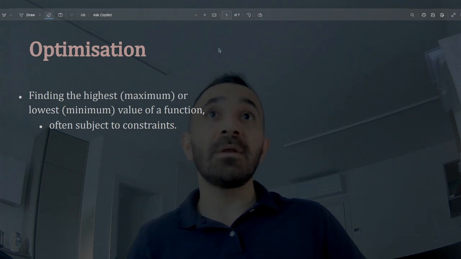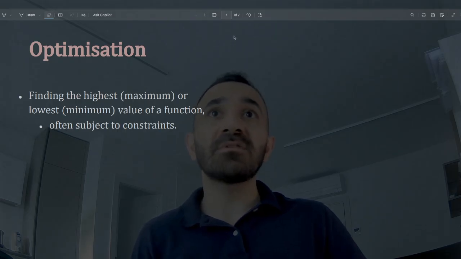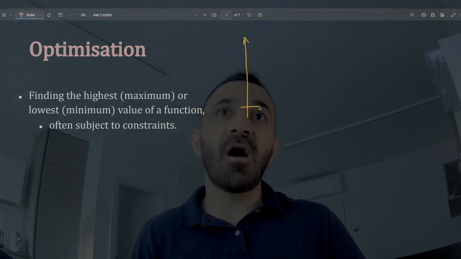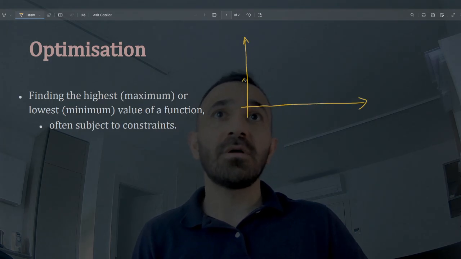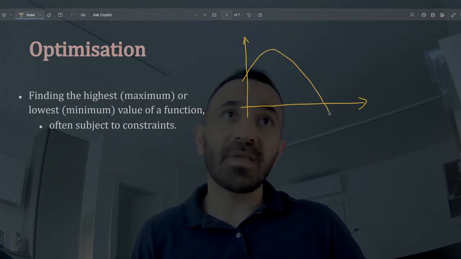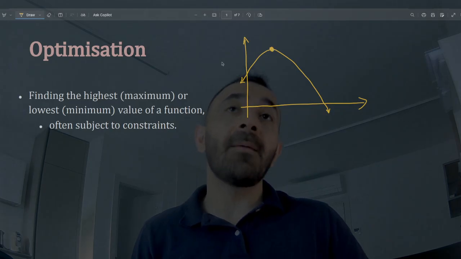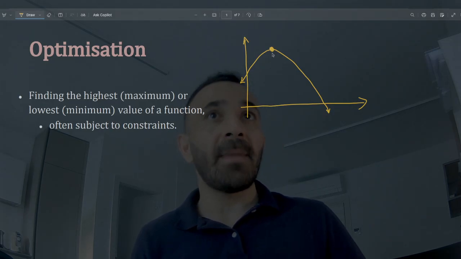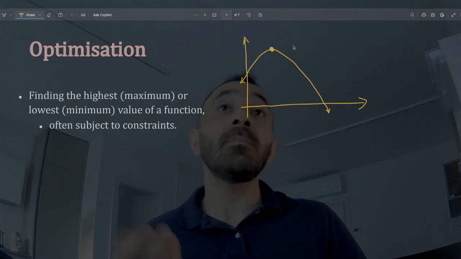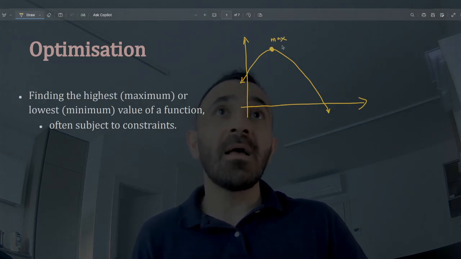I'm going to explain it on a graph. Let's suppose that the graph of a function is given to you. This is the graph of a given function. In an optimization question, I'm interested in finding this maximum point. In this case, it's a maximum point, but you can also talk about a minimum point. I'm going to find the maximum point.